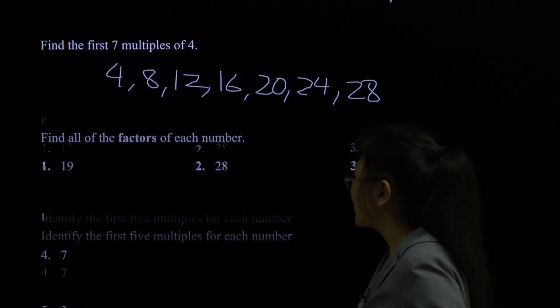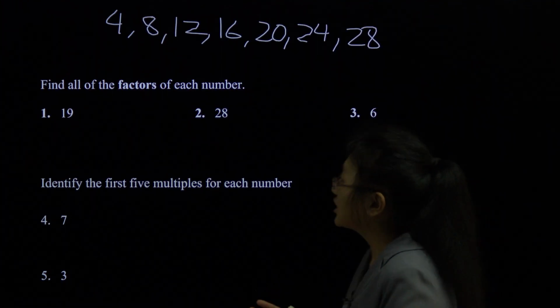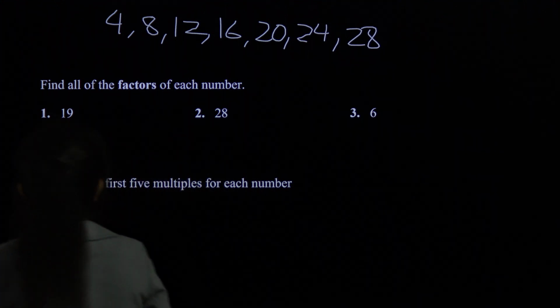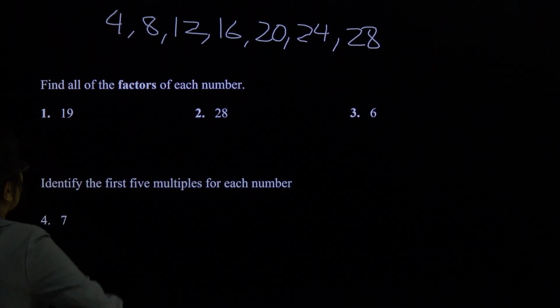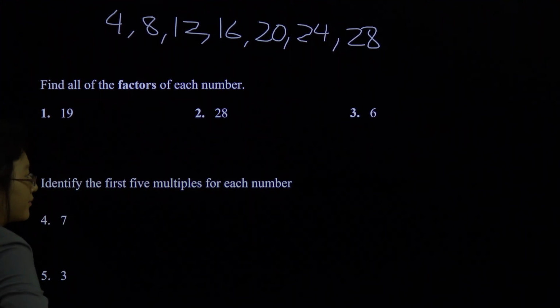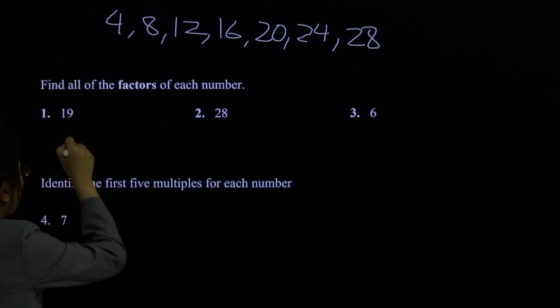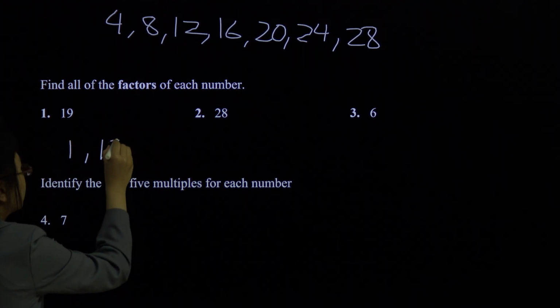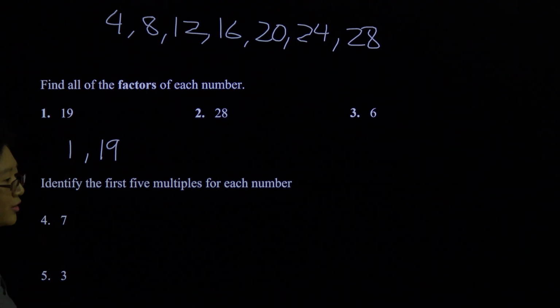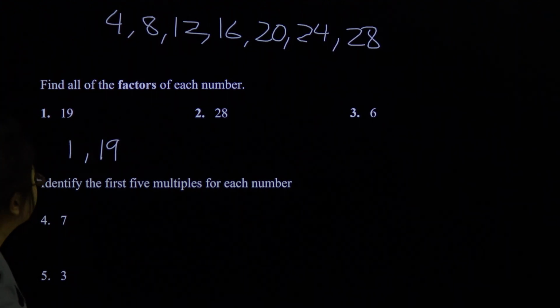Now we're going to do some exercises. Find all the factors of each number. 19. 19 has only 2 factors, 1 and 19. How do I know this? It's not divisible by any others.